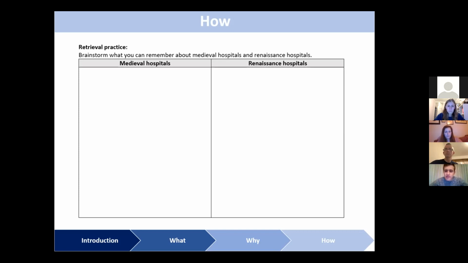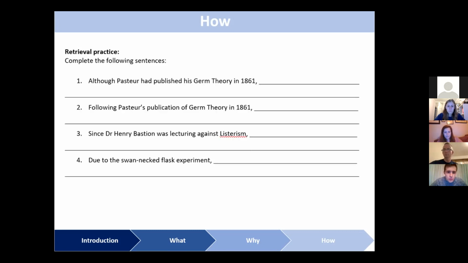Then they have to think what they can remember about Renaissance hospitals, and all of that ties through the story of the Edexcel GCSE medicine unit of how hospitals have changed over time. They can't answer how hospitals have changed over time in industrial if they can't remember what came before. Therefore, it's prerequisite, and the new knowledge will attach to the previous knowledge they've learned about hospitals.